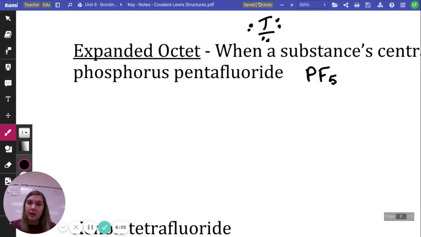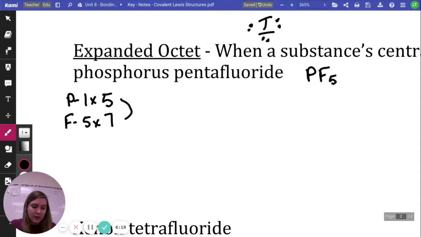All right, well, let's determine our valence electrons. So we have 1 phosphorus, and phosphorus is in group 15, so that means it has 5 valence electrons. And then we have 5 fluorines, and fluorine is in group 17, so it has 7 valence electrons. So 5 plus 35 gives me a total of 40 valence electrons to work with.